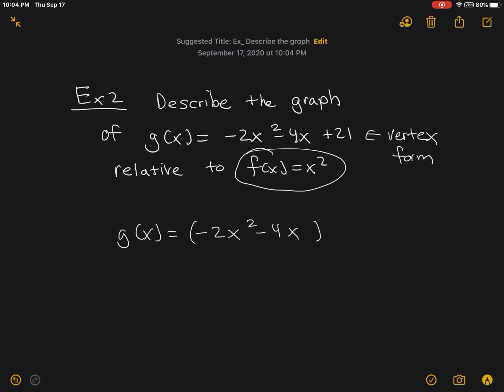Okay, so the first thing I'm going to do in completing the square is I want to group the first two terms. Now this coefficient right here, notice it's a negative 2. It needs to be a positive 1. So the first thing I'm going to do is factor out that negative 2. You're going to have x squared plus 2x. Okay? So I factor out the negative 2, and I get x squared plus 2x.